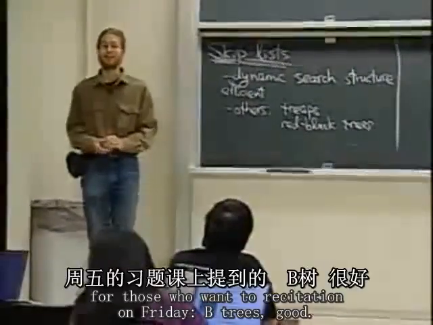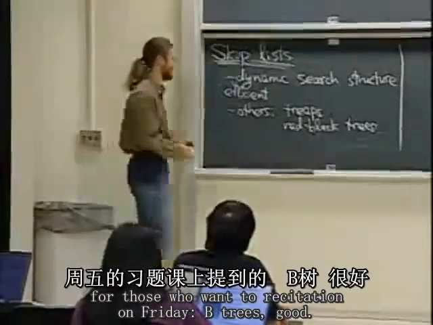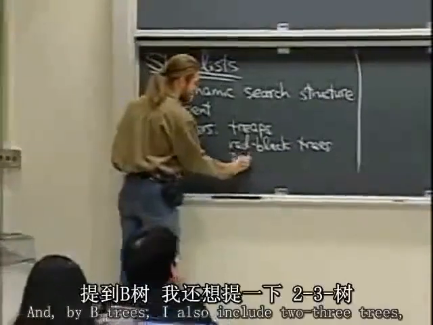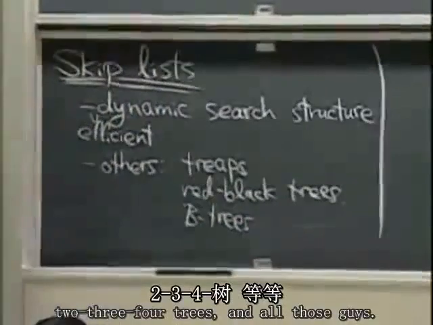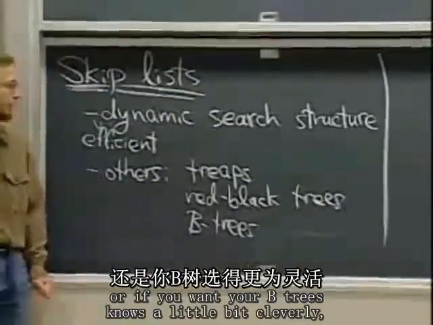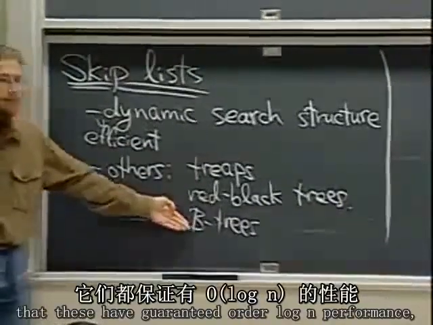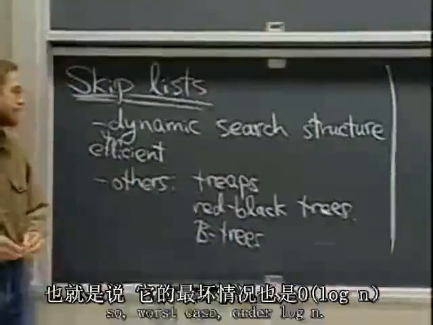For those who went to recitation on Friday. B trees, good. And by B trees, I also include 2-3 trees, 2-3-4 trees, and all those guys. So if B is a constant, or if you implement your B tree nodes a little bit cleverly, then these have guaranteed order log n performance. So worst case order log n. So you should know this.